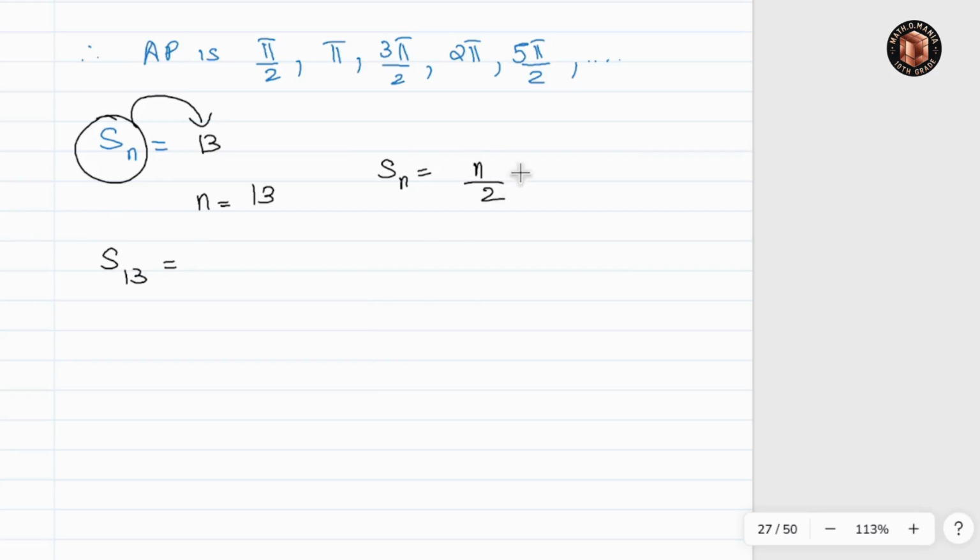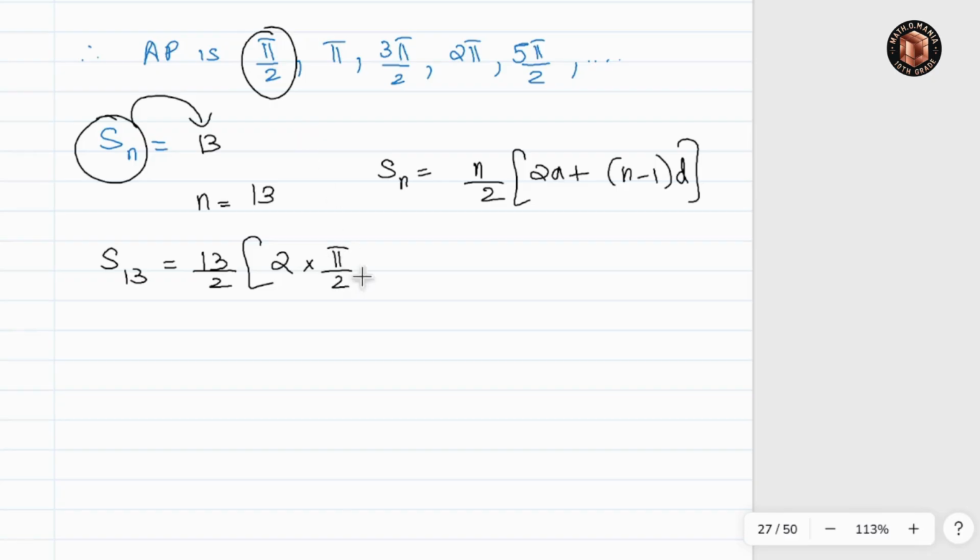Sn equal to n by 2 into 2a plus n minus 1 into d. That is 13 divided by 2 into, what is our a here? a equal to pi by 2. 2 times pi by 2 plus n is 13 minus 1 into d. What is the d here? d equal to pi minus pi by 2, which is equal to pi by 2.